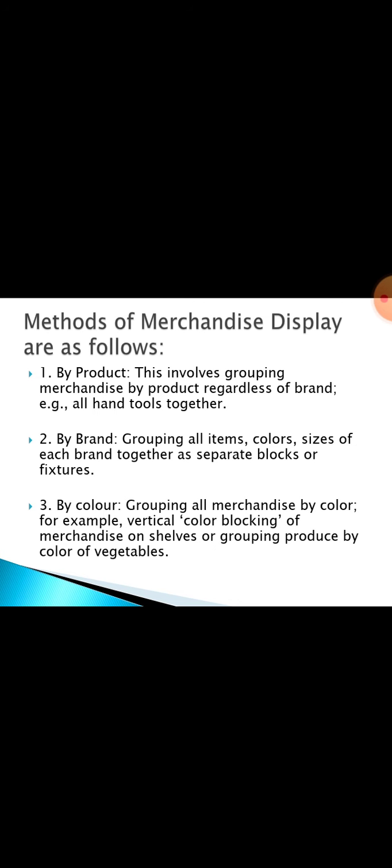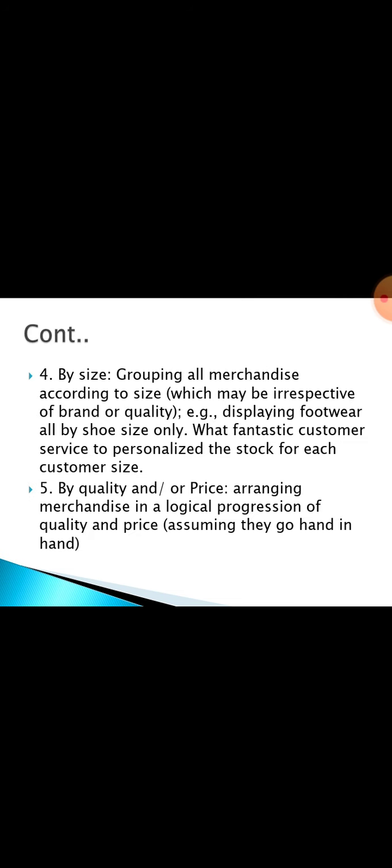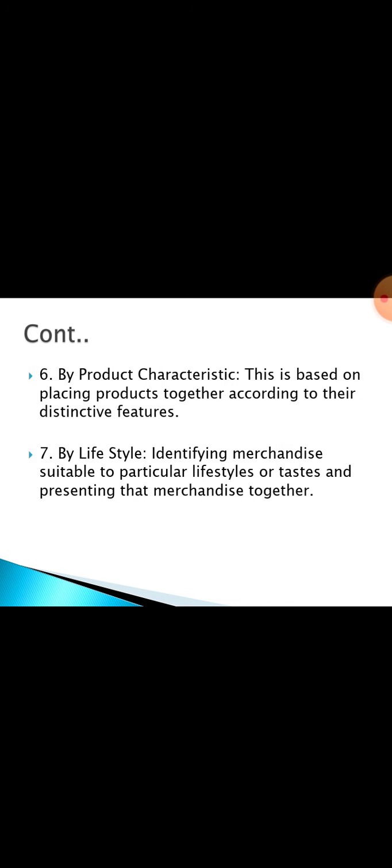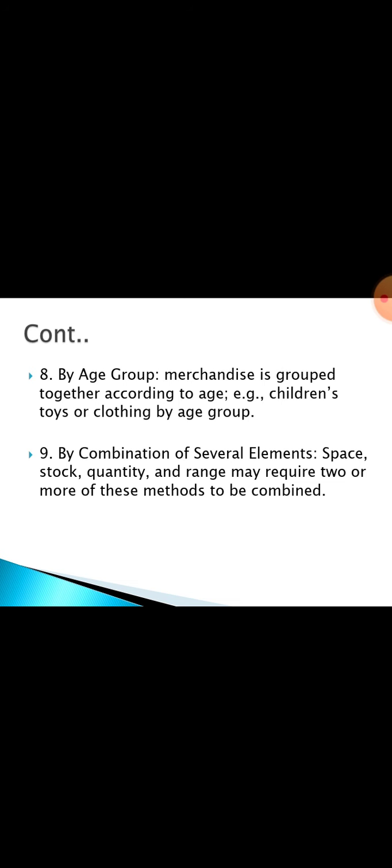There are certain methods of merchandise display. You can display your merchandise by your product category, by your brand, by color, by size, by quantity, by product characteristics. If your product has certain characteristics, you can arrange accordingly, by lifestyles and tastes and preferences of the customers as well, by age group, by a combination of several elements like space, stock, quantity, range may require.